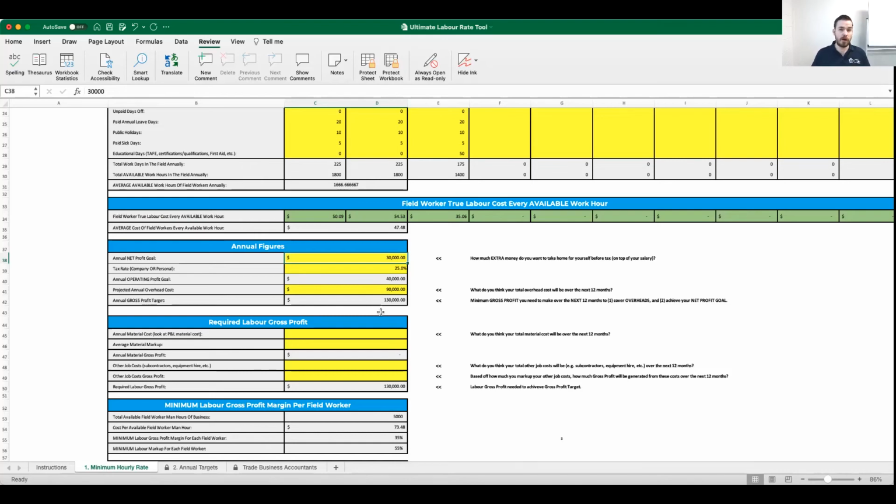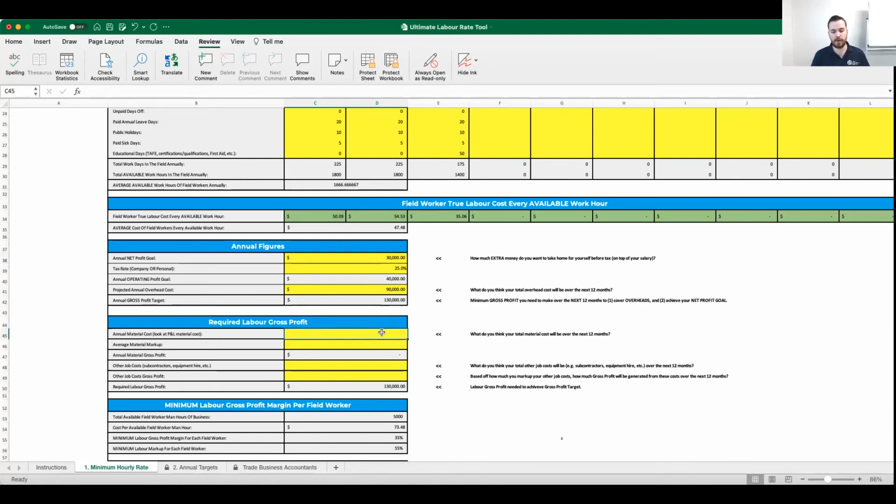So in most trade businesses, in fact the large majority, labor is where the much larger portion of gross profit is produced. But we need to figure out how much gross profit is being made by our material costs and any other costs, whether we're marking up subcontractors, our equipment hire, and so on. We need to get an estimate of how much gross profit these other job costs are making for the business, because that's going to tell us the difference between that gross profit made versus our gross profit target. The difference is how much needs to be made by our labor.